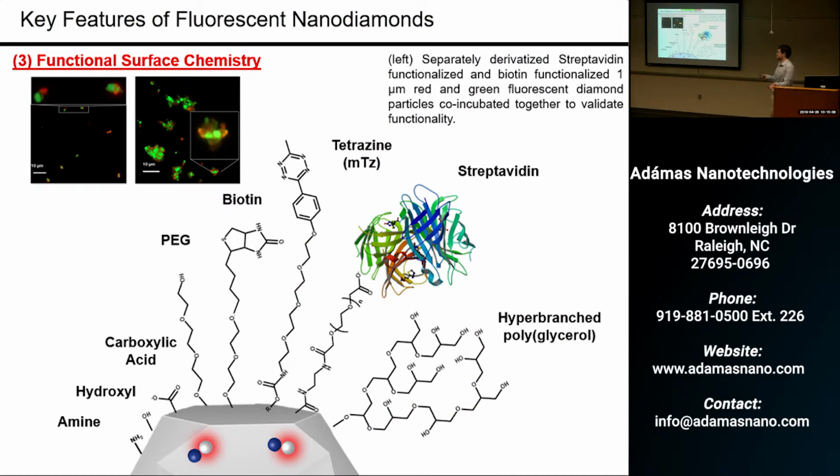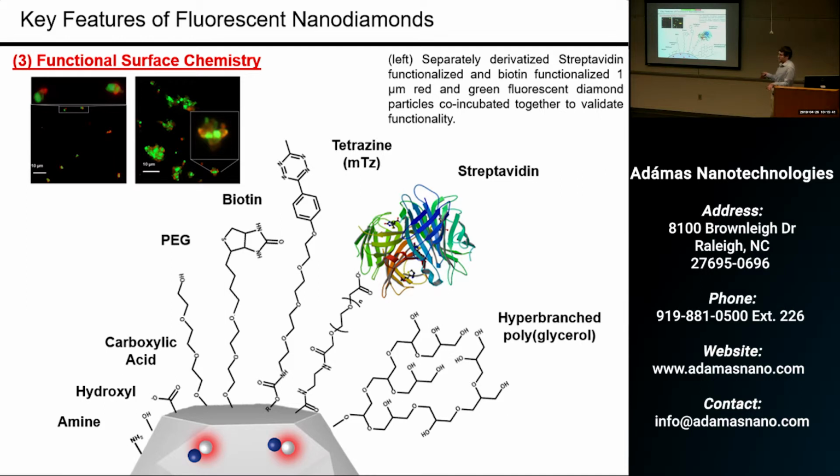A third key feature is the functional surface chemistry. So in general, we have a very diverse scheme of surface chemistry we can do with diamond, ranging from just traditional organic to biological species. Any click chemistry is available. Grafting with polymers is available, streptavidin, antibodies, and then biotin, PEG.